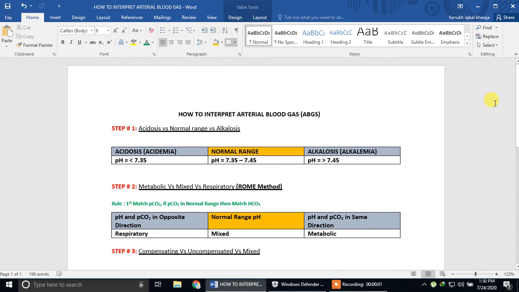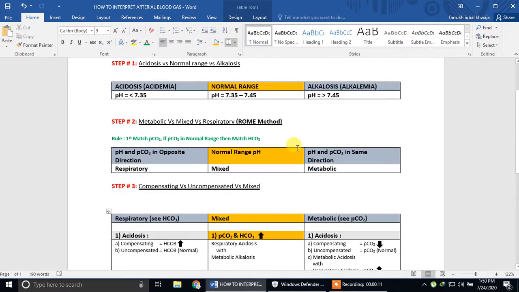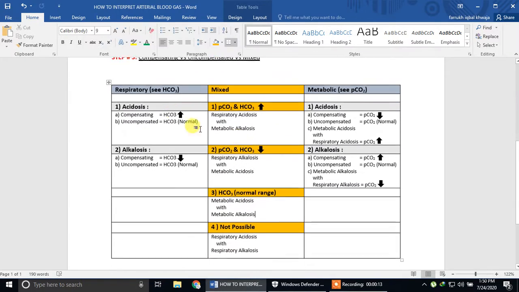I'm Dr. Farooq Iqbal, a surgical resident, and now I'm going to teach you how to interpret the arterial blood gas, the ABGs. You can see that it is actually a three-step method, and the third step is actually a chart.